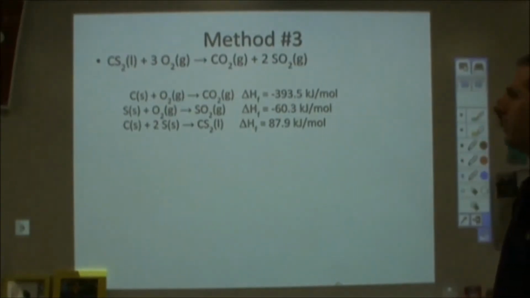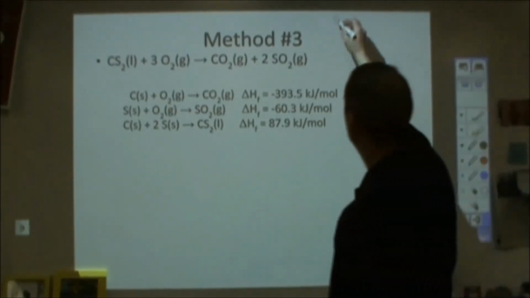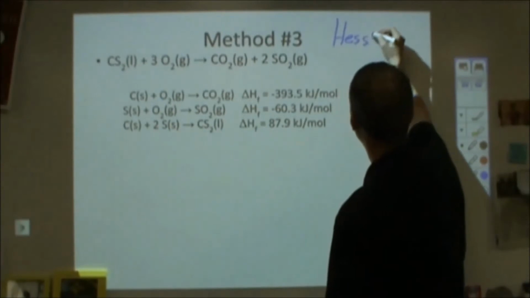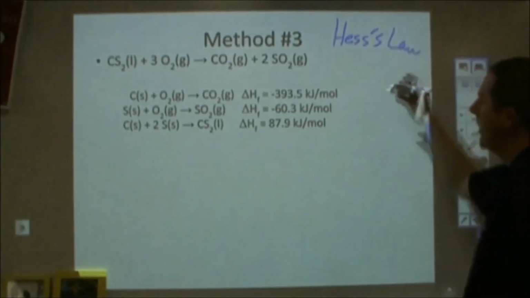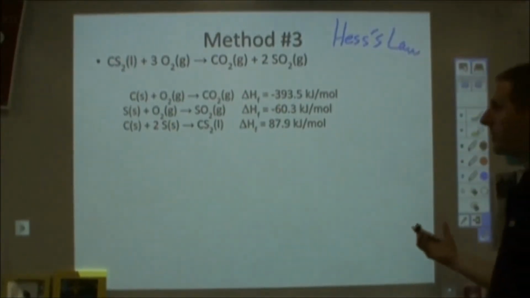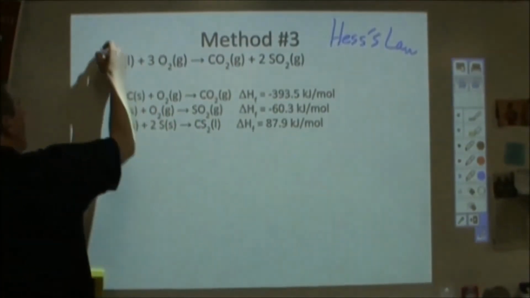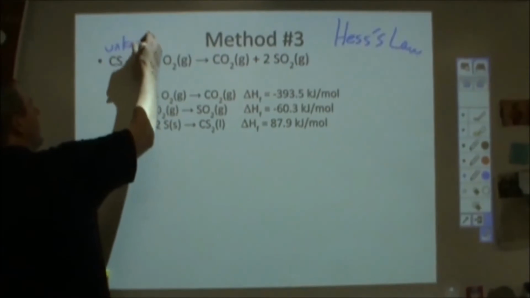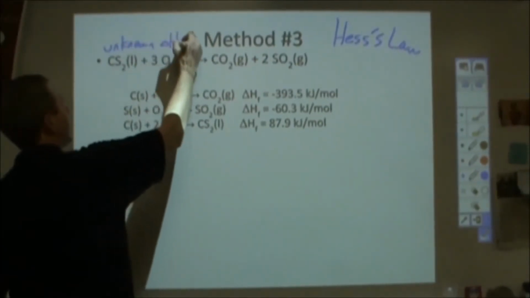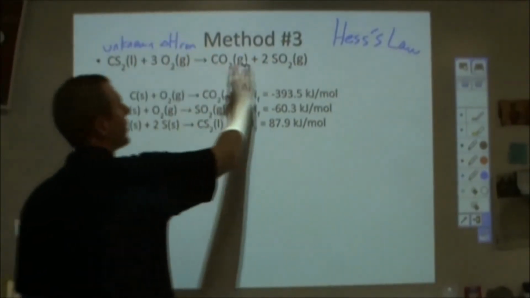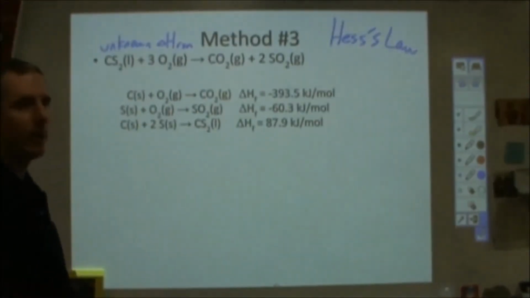Third method of finding enthalpy is called Hess's law, okay, named after the very famous scientist Mr. Hess. And Hess's law is kind of a fun puzzle game. And here's what you have. You have multiple reactions, but one of them is kind of your unknown enthalpy reaction. So I have this reaction up here, and for some reason I don't know the enthalpy for it.